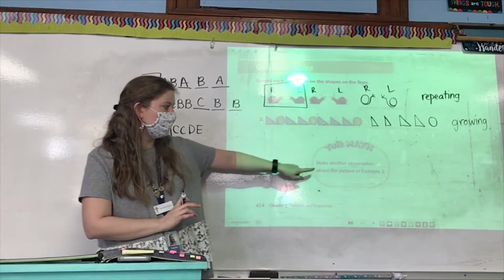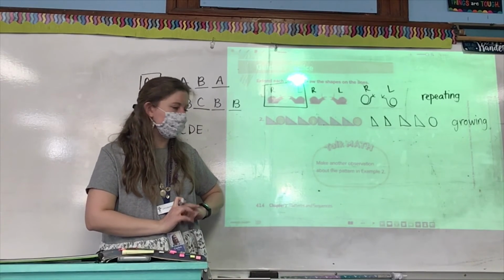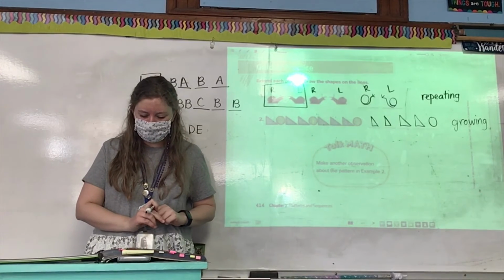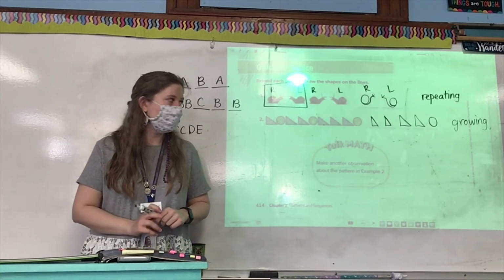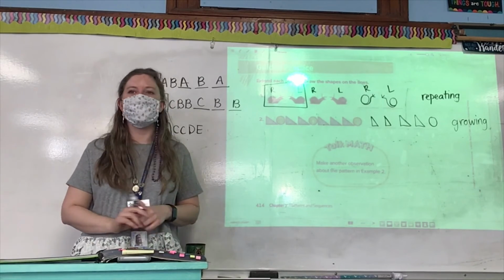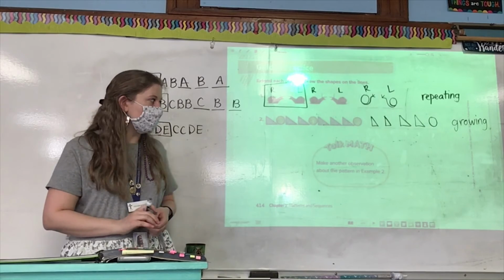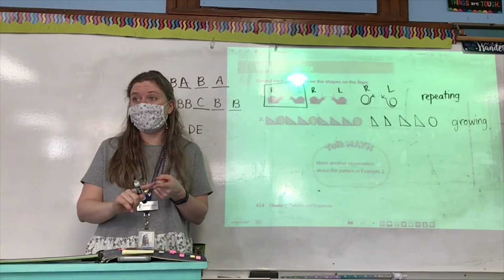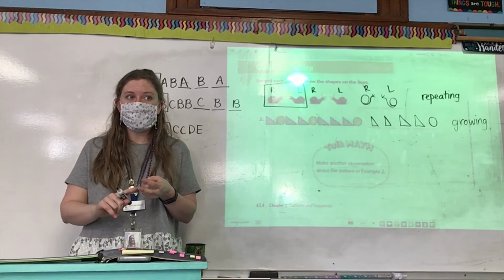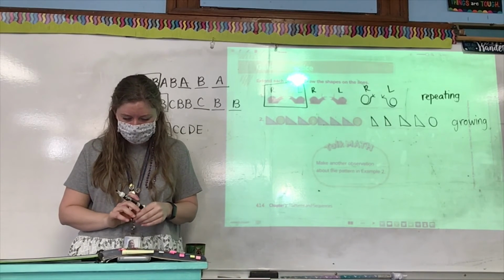Now, let's make another observation about the pattern in example 2. That's the billiard ball example. What's another pattern that you can find? What's another observation that you see about the billiard ball example? So we already said add one is the rule. That's not an observation. Then we said it goes odd, even, odd, even. What's another one you can make?